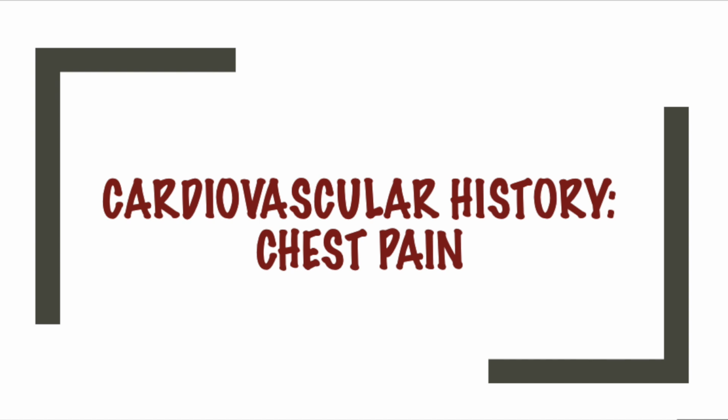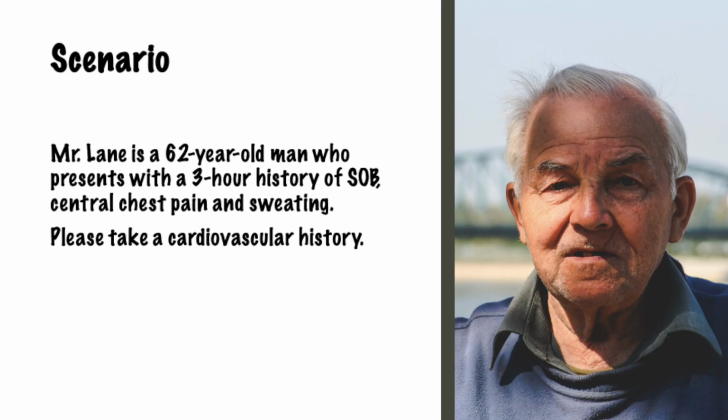Today we will be going through cardiovascular history taking and discussing how to take a cardiovascular history from a stable patient. So here is your scenario. Mr. Lane comes to A&E where you are the FY1. He is a 62-year-old gentleman who presents with a 3-hour history of shortness of breath, central crushing chest pain and sweating. Please take a cardiovascular history from this man.